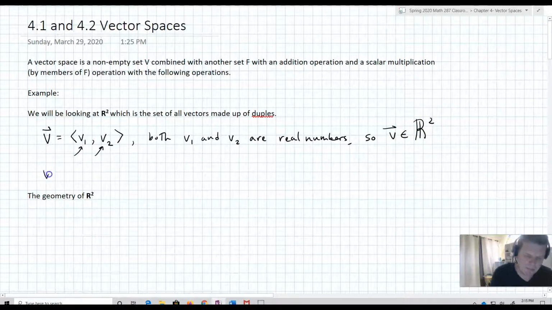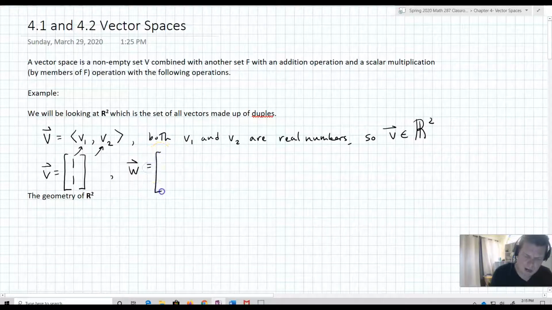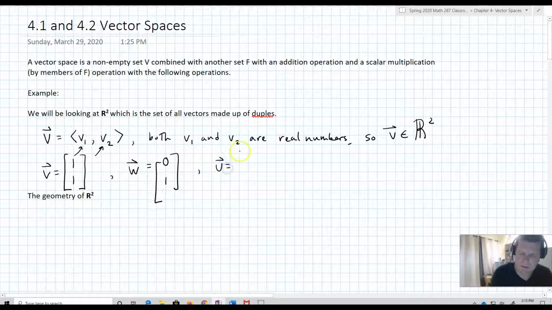Example here, let's say, for example, V equals, and I'm going to write them mostly now as column vectors, 1, 1, there's a column vector, okay? We might also have W, which is another vector in R2, we'll say, and that'll be 0, 1. And we might have another vector, call it U, which equals, let's say, negative 1, 2.